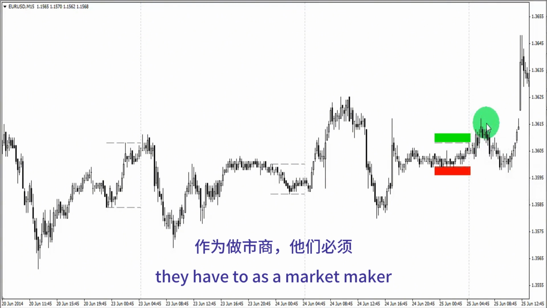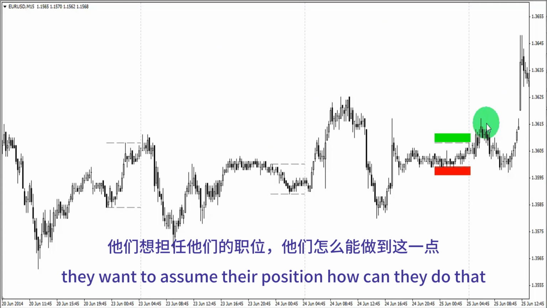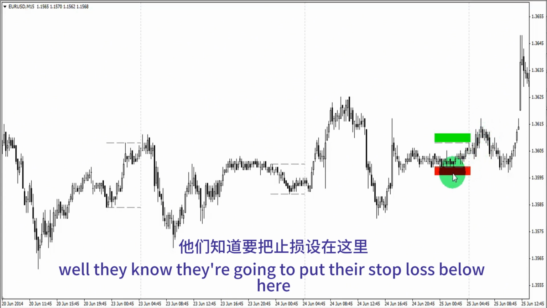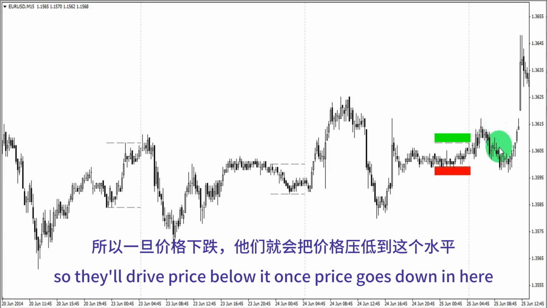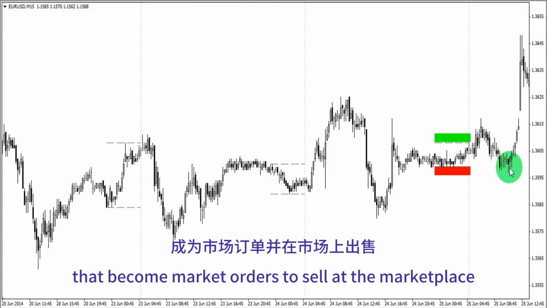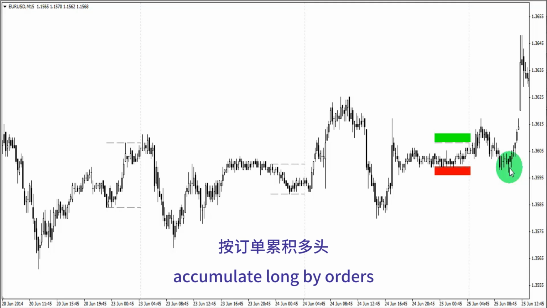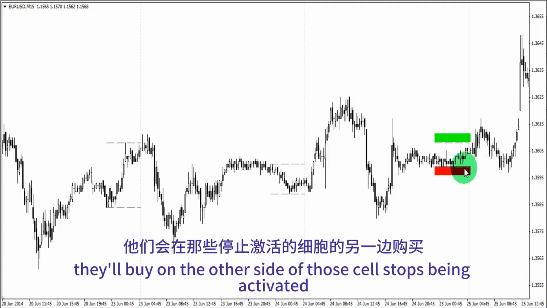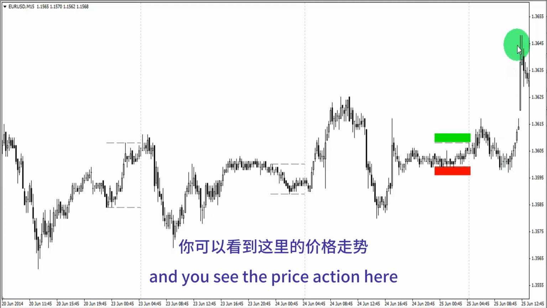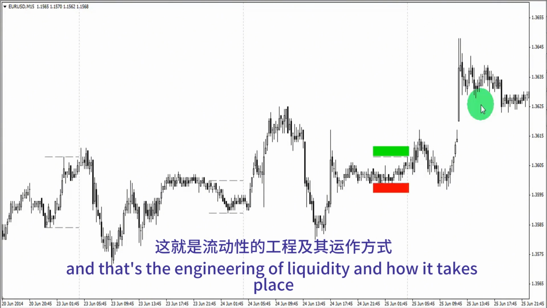As a market maker, they want to unseat them from their position. Why would they want to do that? They want to assume their position. How can they do that? Well, they know the longs are going to put their stop loss below here, so they'll drive price below it. Once price goes down in here, the longs get sold out with sell stops that become market orders to sell at the marketplace. Exactly where market makers will accumulate long buy orders. They'll buy on the other side of those sell stops being activated. And you see the price action here. Boom, explodes. And that's the engineering of liquidity and how it takes place.